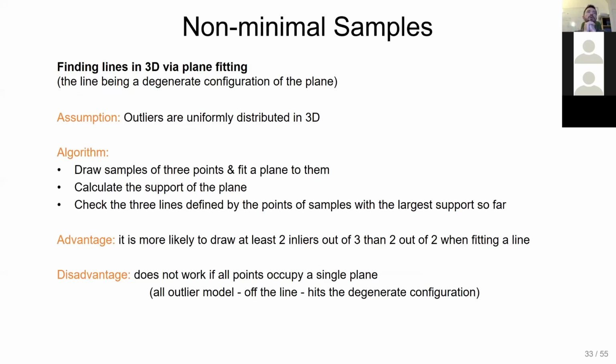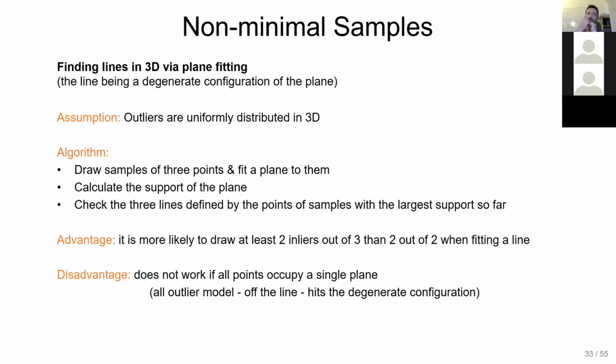Let's explain this on an example of fitting a line through two or more dimensional data points. The standard approach would be: you sample 2 points, you fit a line, and check for inliers. In this approach, instead of drawing 2 points, you draw 3 points, you fit a plane, and if the plane has a high number of inliers, you check the 3 lines defined by the 3 points, whether one of those lines is the line that you are looking for. So this is basically a test for degeneracy of the plane.